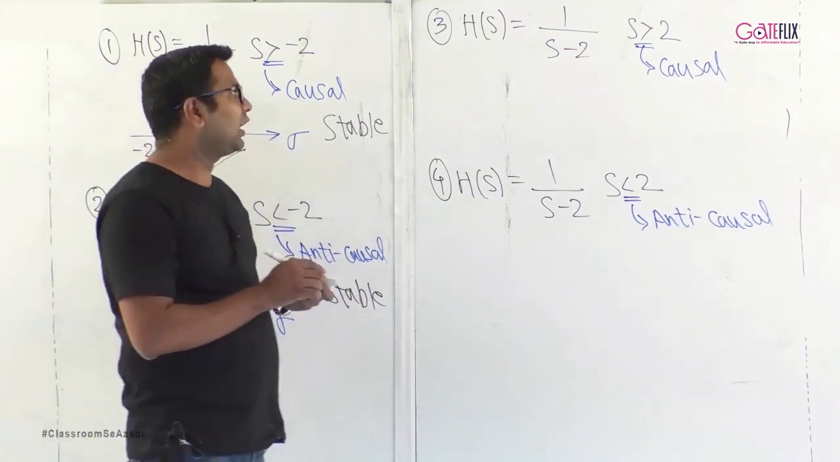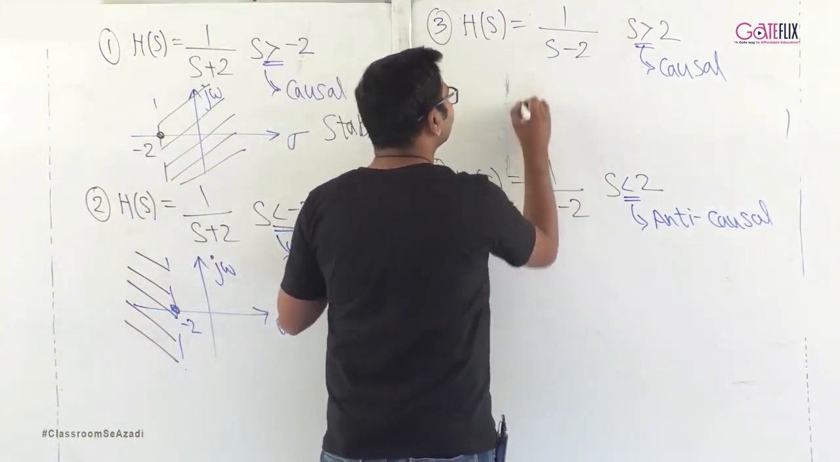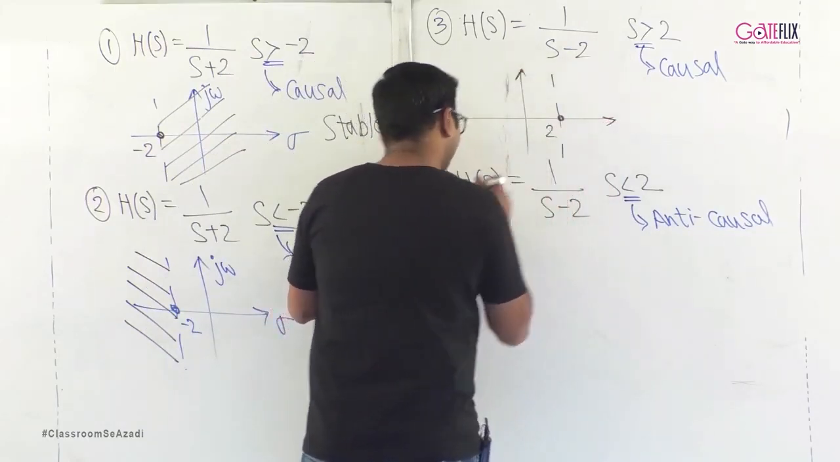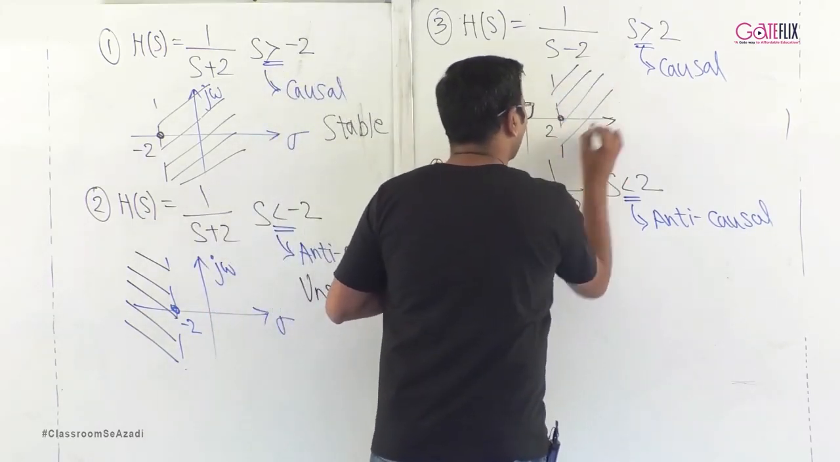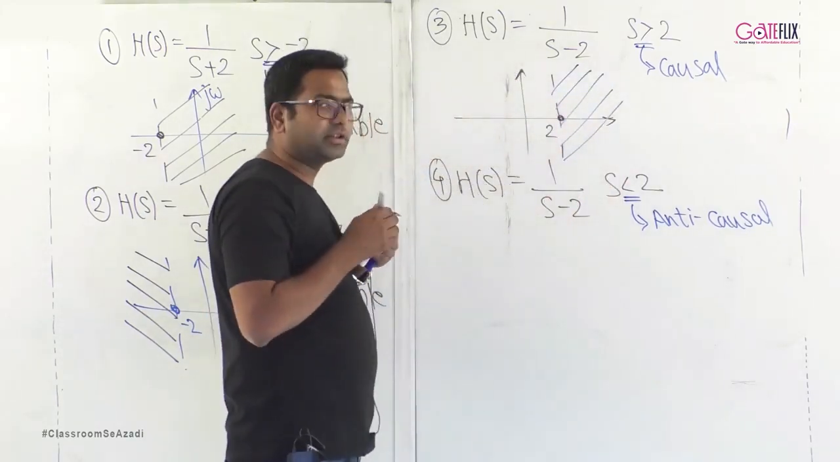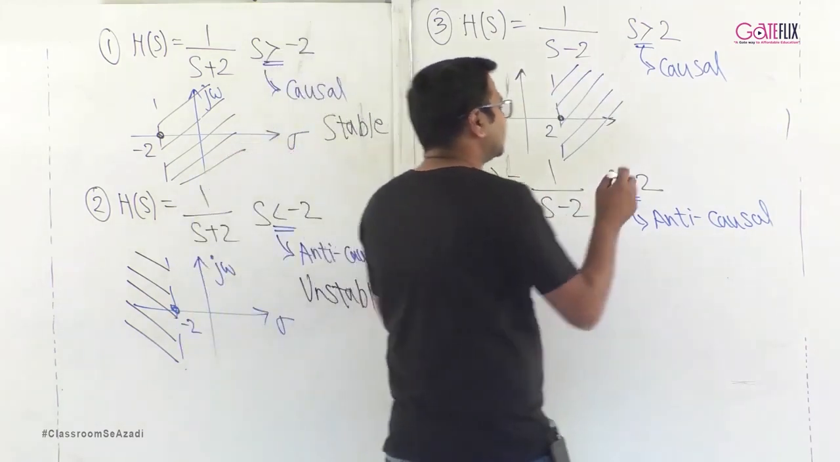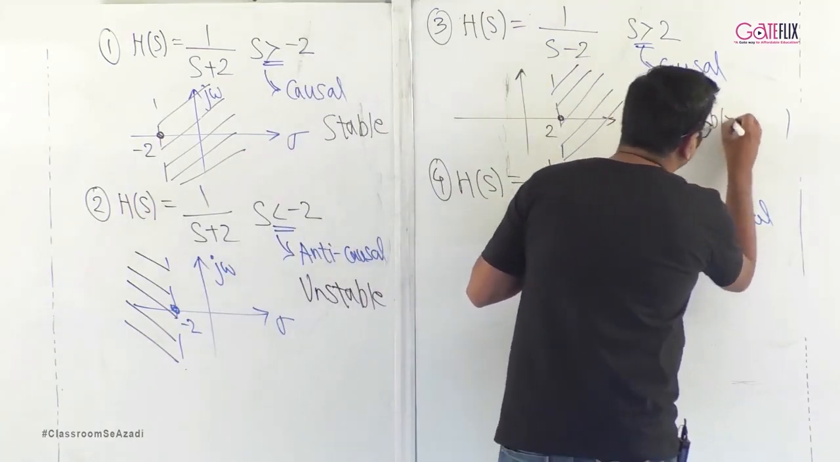Let us plot the ROC of the third question. The ROC of the third question is s greater than 2. S greater than 2 means that the ROC is the region to the right hand side of 2. Since it is the region to the right hand side of 2, ROC does not include j omega axis. Since ROC does not include j omega axis, we will say that the system is unstable.